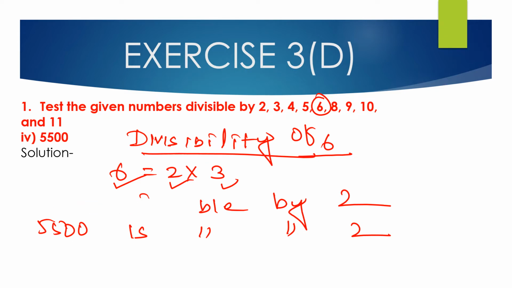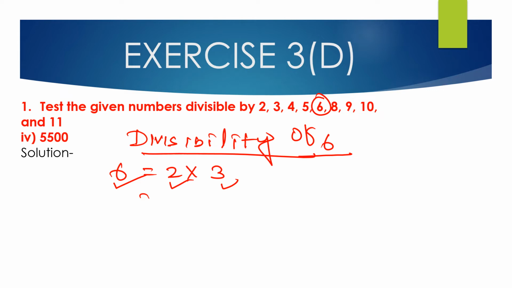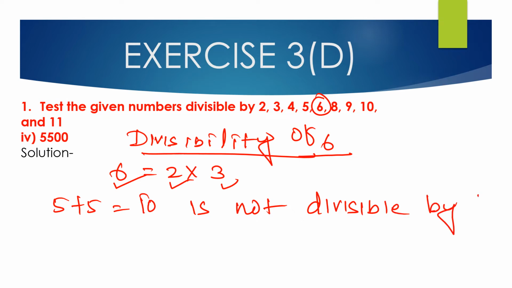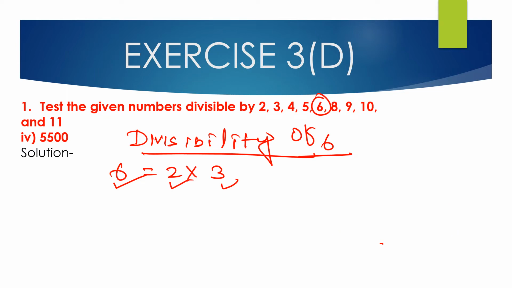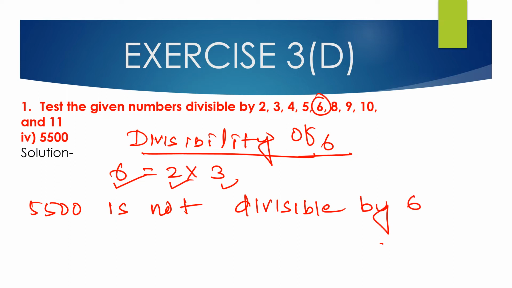Now we will check whether the number is divisible by 3 or not. Here the sum of digits of the number is 5 plus 5 is 10, and 10 is not divisible by 3. So this number 5500 is not divisible by 3. So 5500 is divisible by 2, but not divisible by 3. So the number is not divisible by 6, because 5500 is divisible by 2 but 5500 is not divisible by 3.